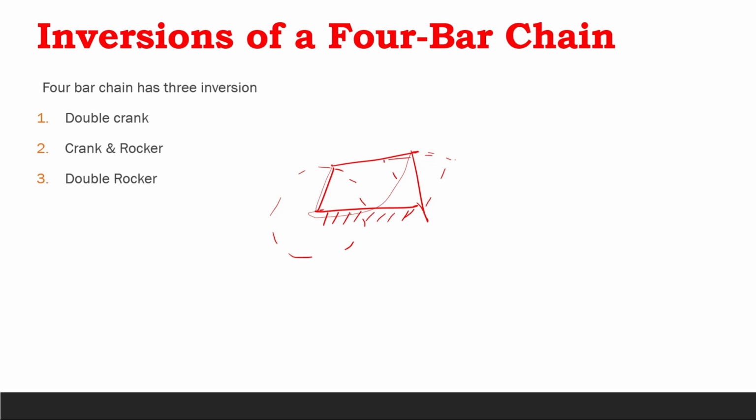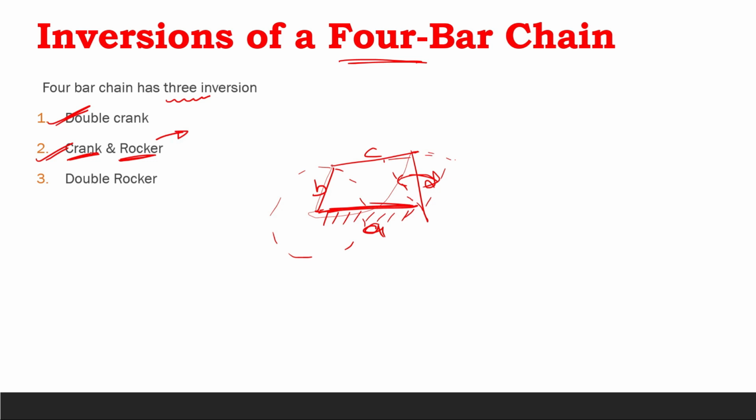So I can say if you fix the largest link or whatever link it is, suppose this, if you fix link A, this is B, this is C, and this is D. If you fix link A, then one link is a crank, that is fully rotating, and another link is oscillating. So oscillator and crank, you are going to get inversion. If I talk about inversion of 4-bar chain, 4-bar mechanism, then there are 3 inversions possible. First is double crank, where basically 2 links are rotating. And second is crank and rocker, where one link is rotating and another is oscillating.